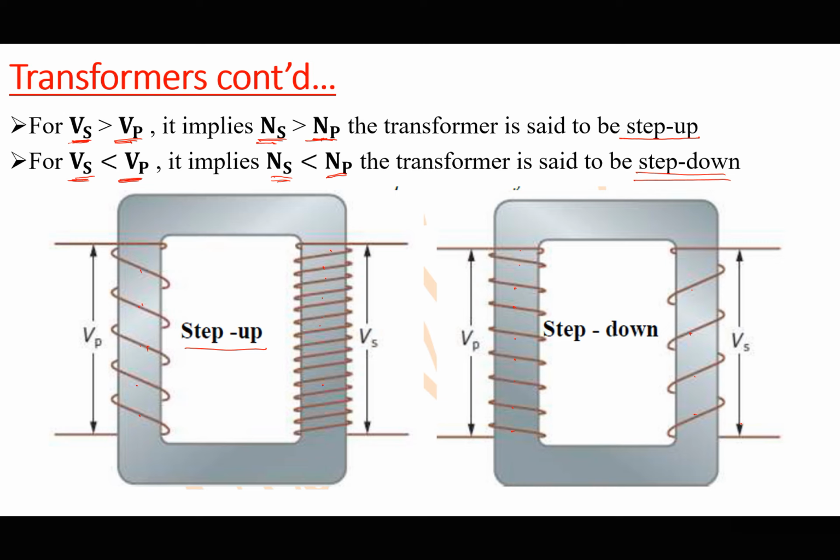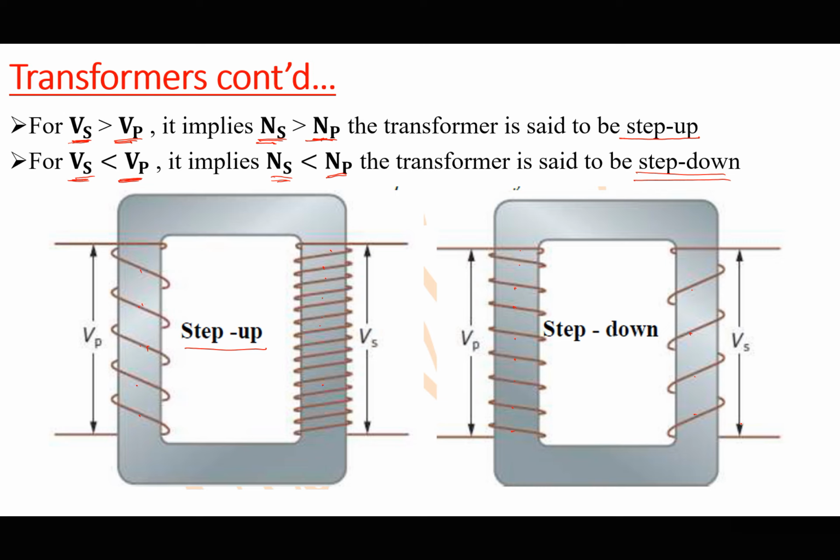So here the transformer is doing its work. It is actually changing the voltage. It is changing the voltage either to a high value or to a lower value depending on the demand. And that is the work of a transformer. It is either to change the voltage to a greater value or to change it to a smaller value. That is what we call the function of a transformer.